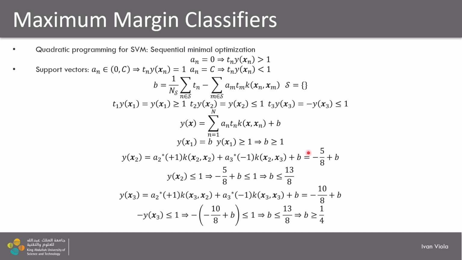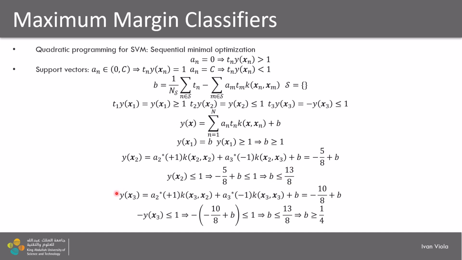So therefore we see that y(x2) is equal to minus 5/8 plus b. And as y(x2) is smaller or equal to 1, this term needs to be smaller or equal to 1, and we come up with an outcome which says that b needs to be smaller or equal to 13/8. So it needs to be bigger than 1 and smaller than 13/8.